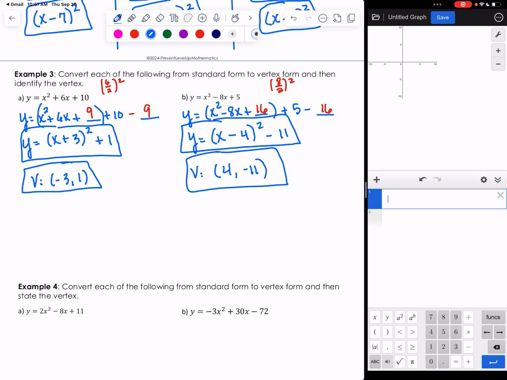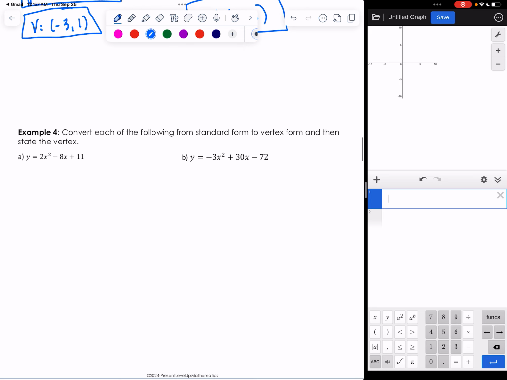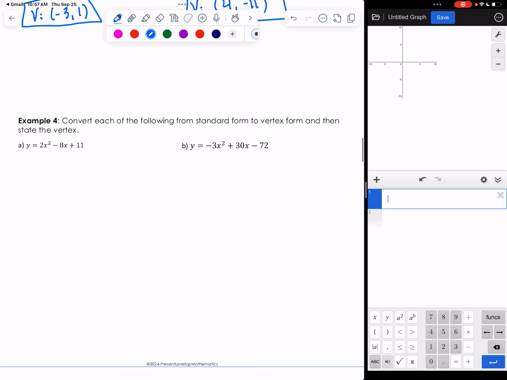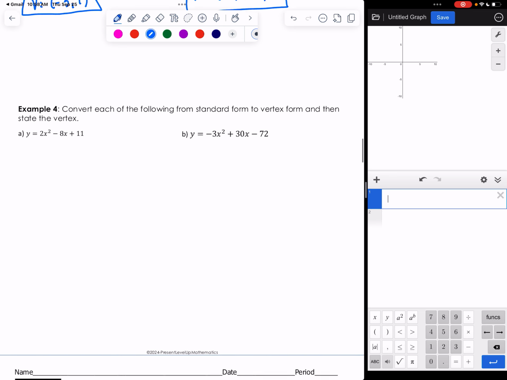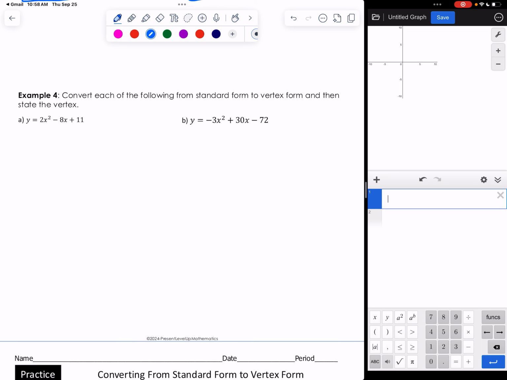All right, now let's talk about what to do if your coefficient is not 1. So in example 4, it says convert each of the following from standard form to vertex form, and then state the vertex. So if your expression does not have a value of a, you're going to need to divide out the common factor before you start.